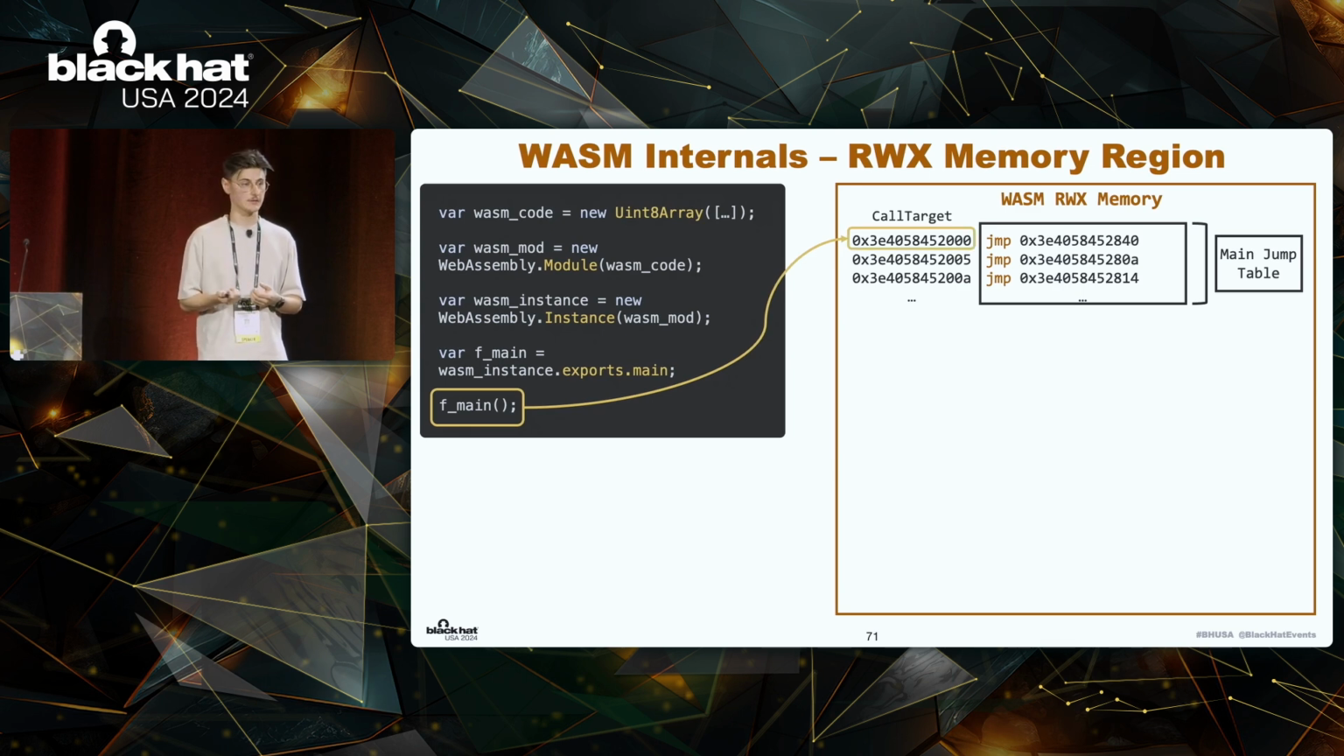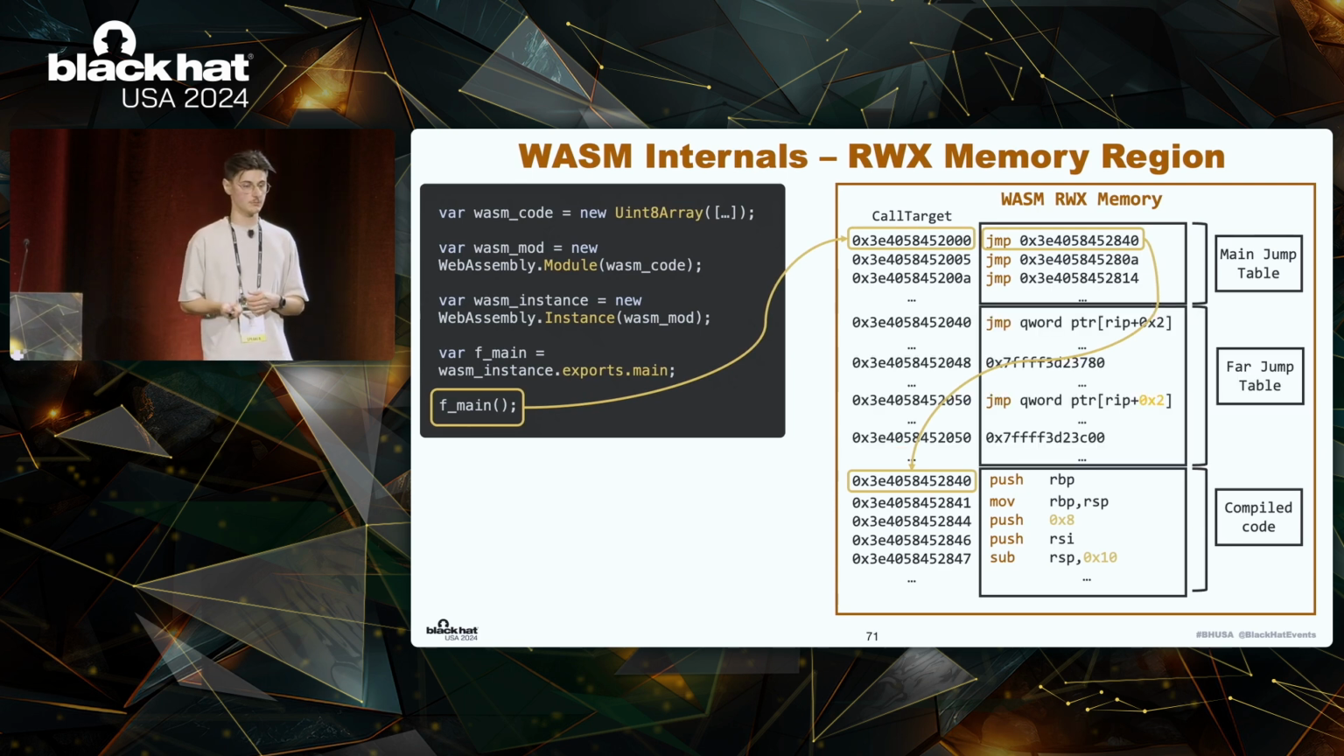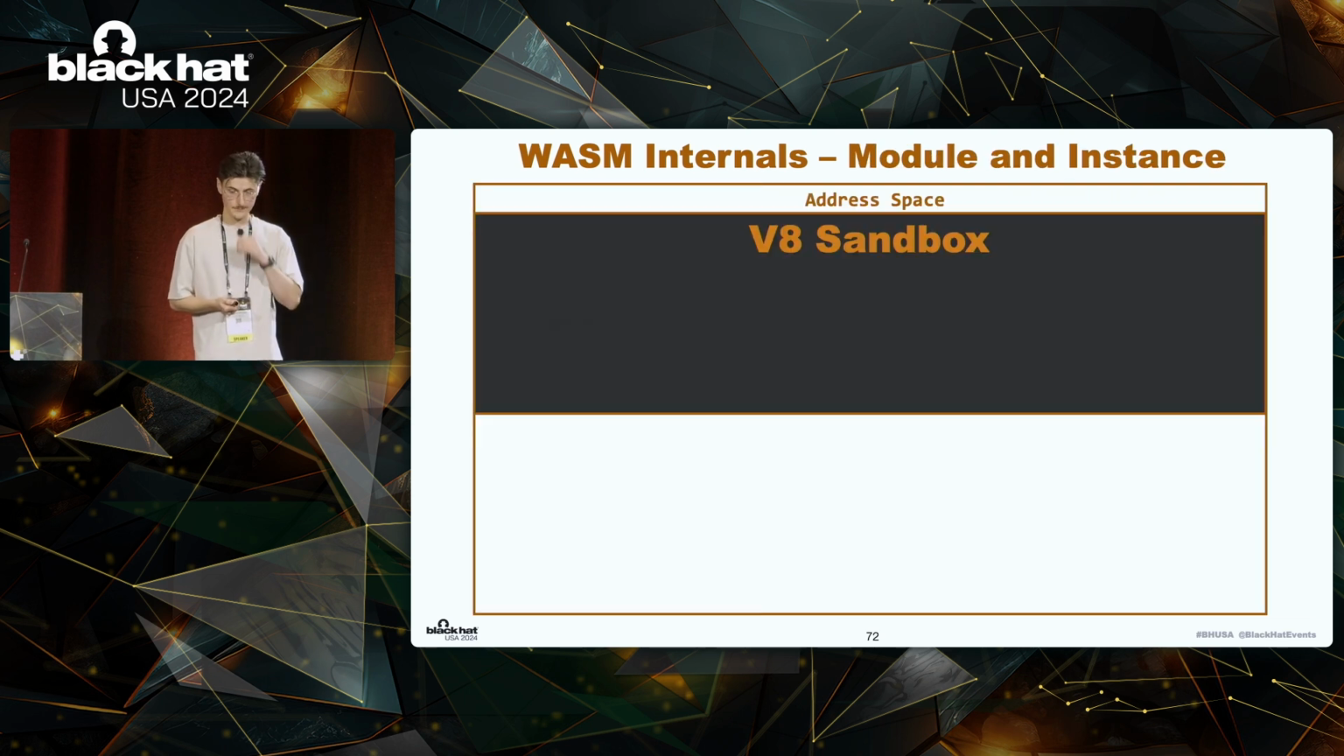And that call target is actually landing in a structure named main jump table, which has the purpose of jumping directly to the compiled code of the function that is being executed. There is also a far jump table, but we won't talk about it as it's not very useful to the understanding of the escape. Now we'll go through some of the structures inside memory, so instance and modules first.